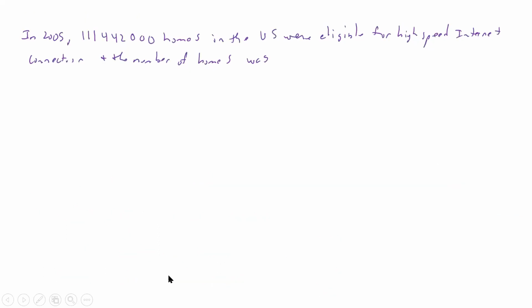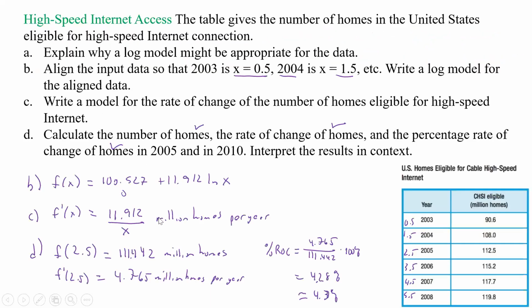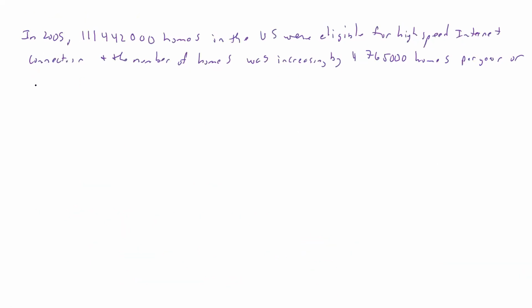4.765 million homes. So again, I'm going to write that out, was increasing by 4.765000 homes per year, or we could, since we have to also do that last number, 4.3%, or increasing by 4.3% per year. Okay, so all three of the numbers we had to get into here, and so I just made it a super long value here.